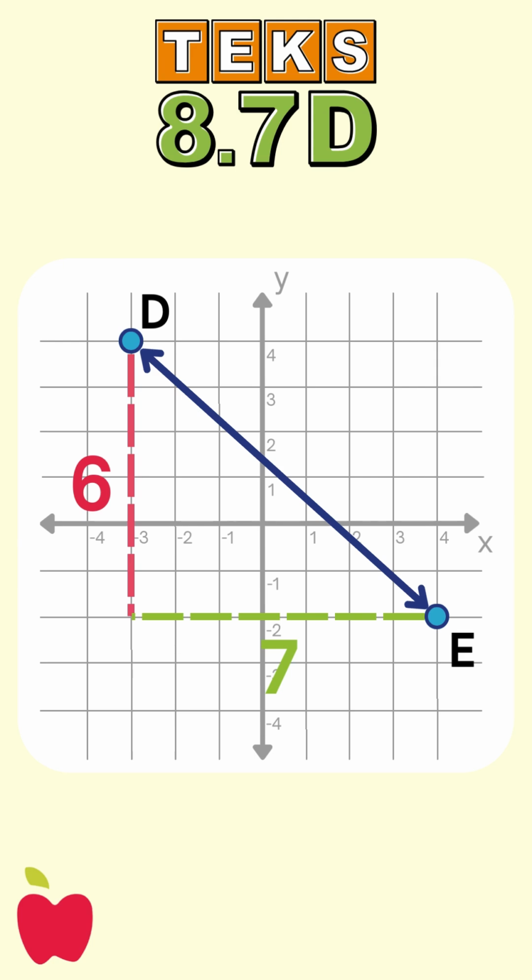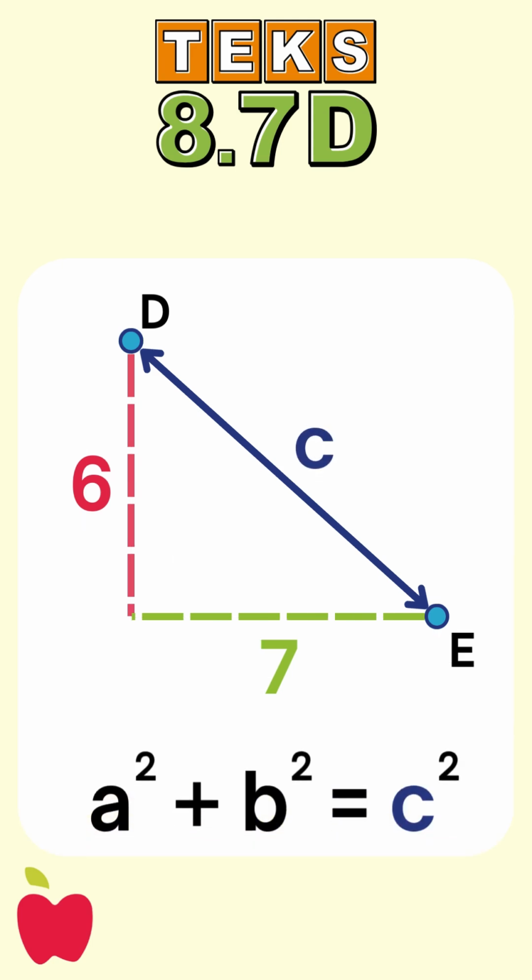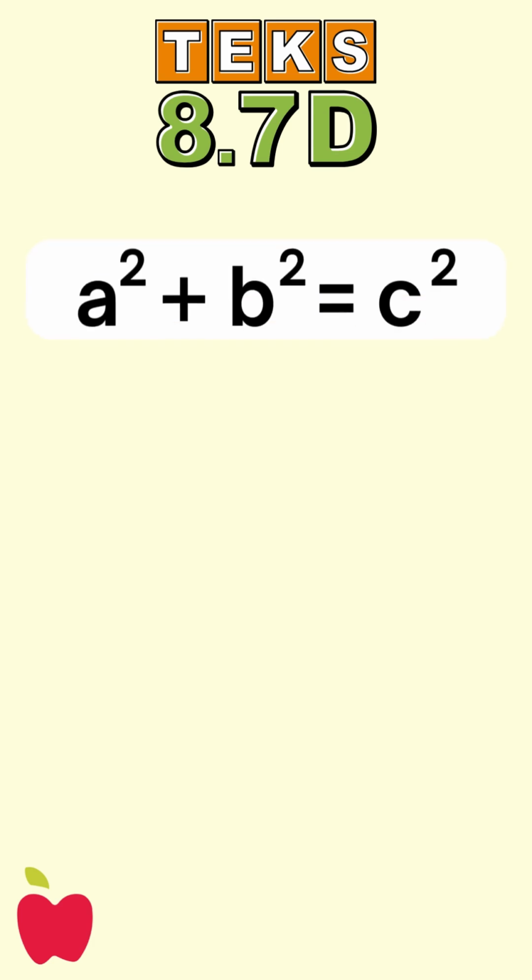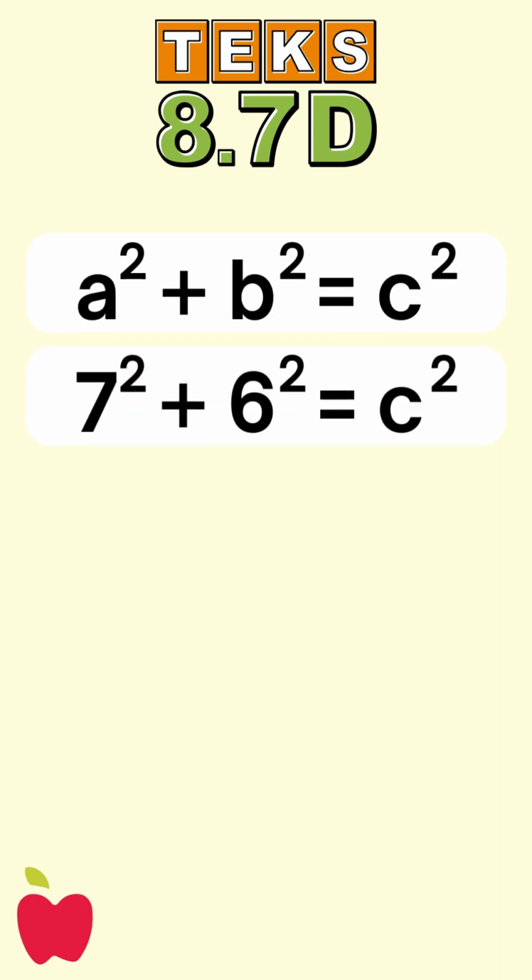Now, let's apply the Pythagorean theorem. a squared plus b squared equals c squared. For this example, we'll use 7 for a, the difference in x values, and 6 for b, the difference in y values. And remember, since addition is commutative, meaning the order of the numbers doesn't affect the sum, you can switch a and b around without changing the result. Plug in the values, 7 for a and 6 for b.